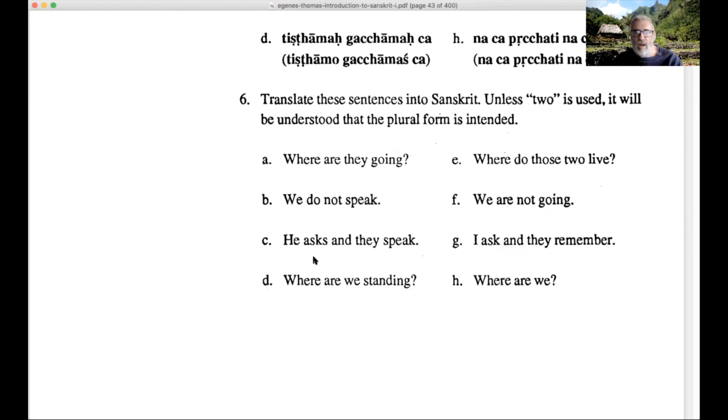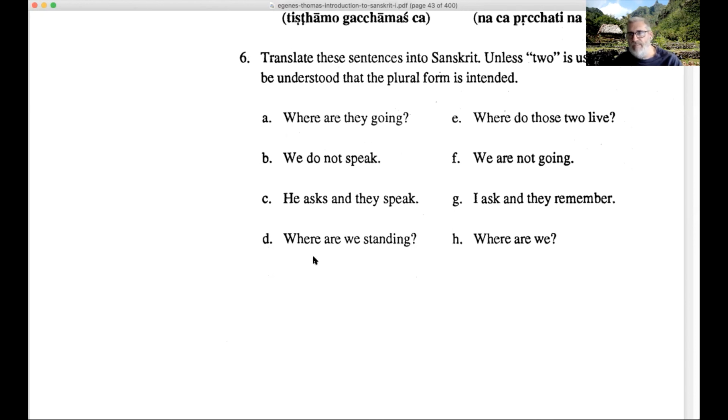Okay, so where are we standing? So kutra, we is first person, and it's we, so it's plural. So standing, tishtamaha. Kutra tishtamaha, yeah.